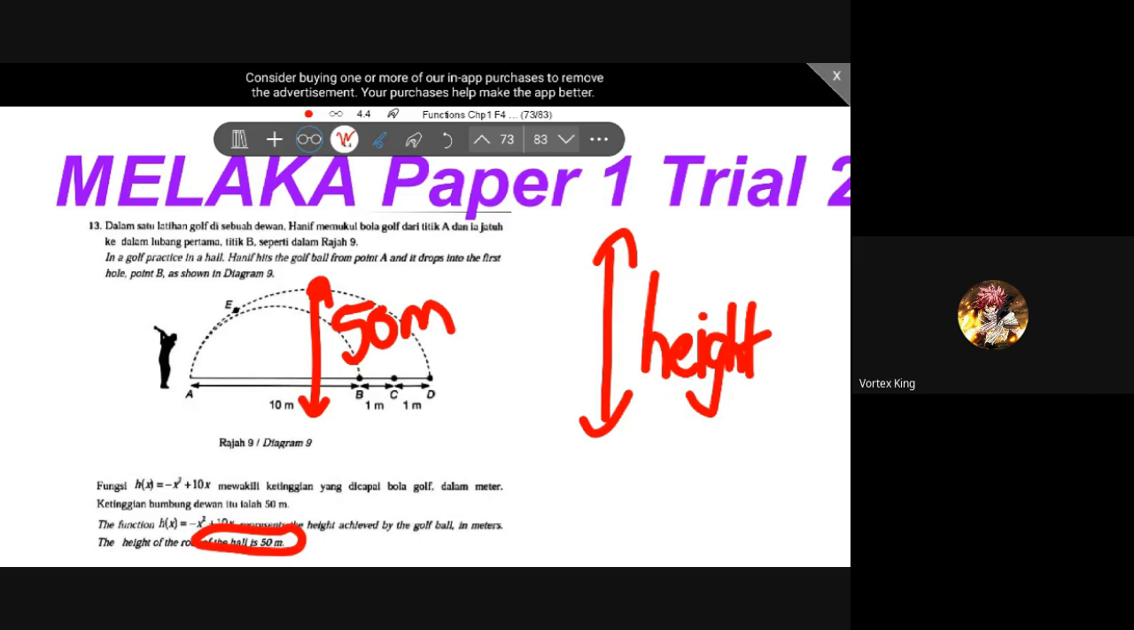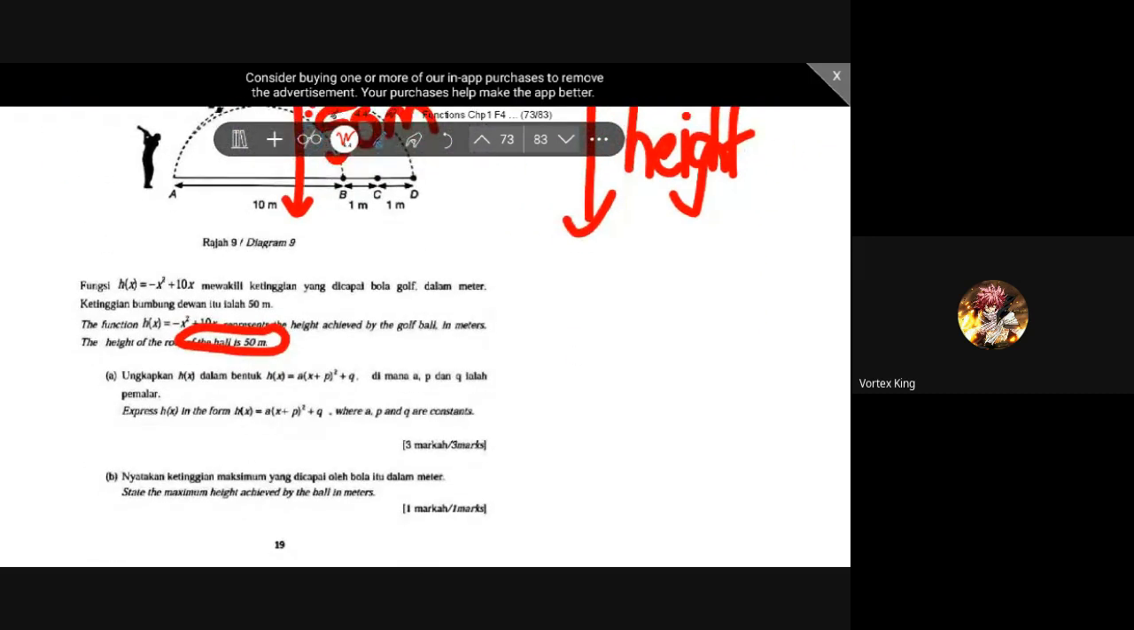So now we go and read the question. Famous question: express h(x) in this form. Can I ask everyone, what do we call this form? When you look at the quadratic chapter, what is the name? Very good, Kenneth. Very good, Aife. Vertex form. Very good, Andy.